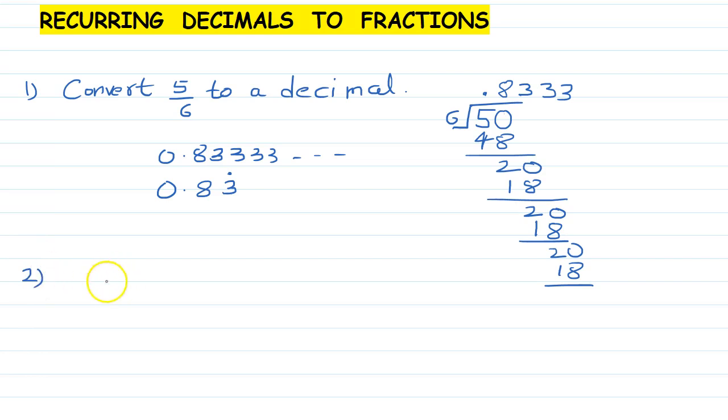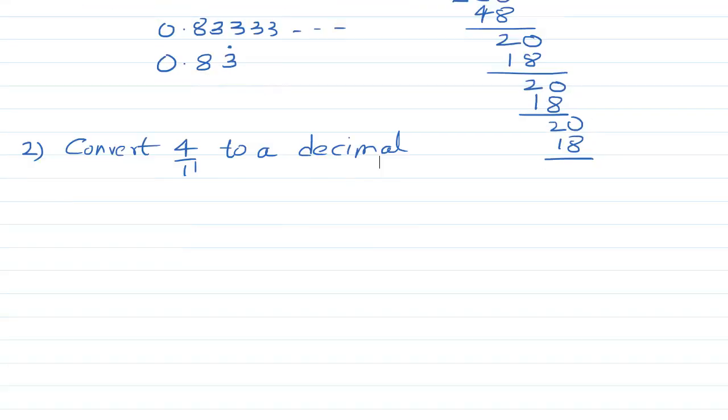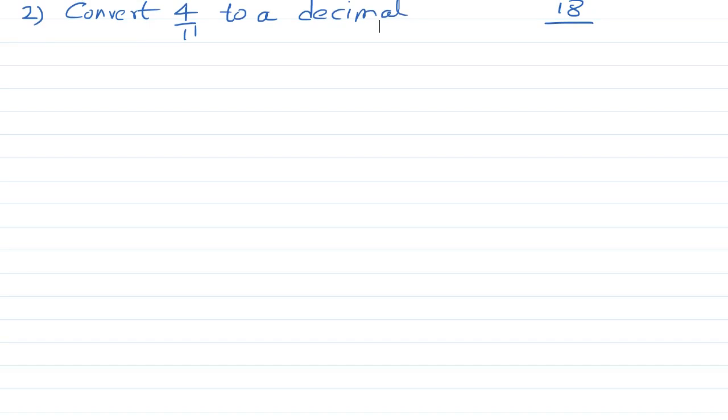If the question is like this: convert 4 over 11 to a decimal. So the top number, the numerator, is 4 and the denominator is 11. So we need to divide 4 by 11. So let's divide it. We write 4 divided by 11, and put a point here and a 0.